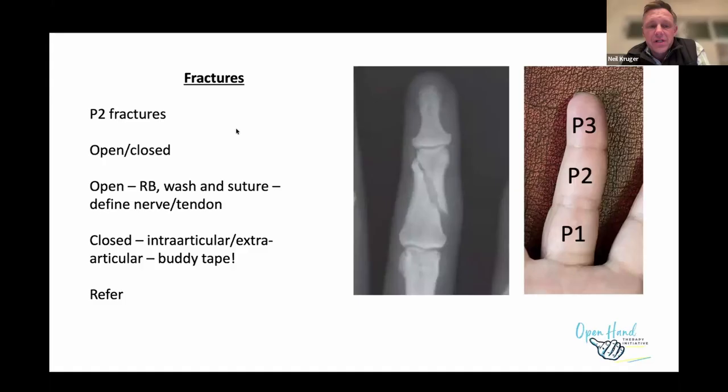If it is closed, obviously, intra-articular or extra-articular, you can buddy tape it. If it is intra-articular, I do think that you need to refer it on. Some of those do subsequently displace, and they need close monitoring, or potentially they do need surgery.